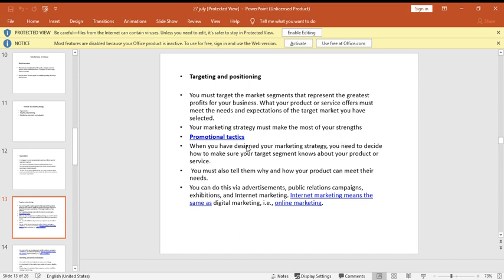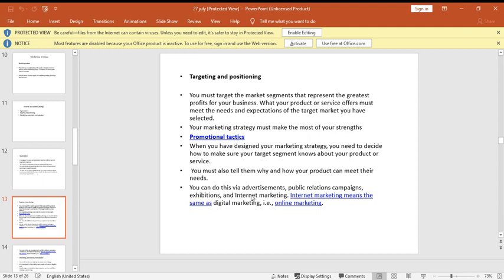So, what are the professional tasks when you have designed your marketing strategy? You need to decide how to make sure your target segment knows about your product or service. You must also tell them why and how your product can meet their needs. That is targeting and positioning of your product. So you have to do all these things.